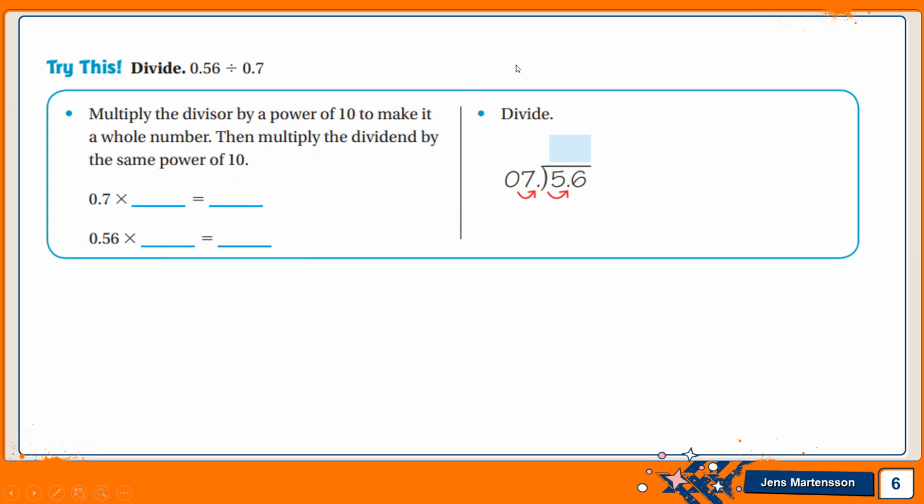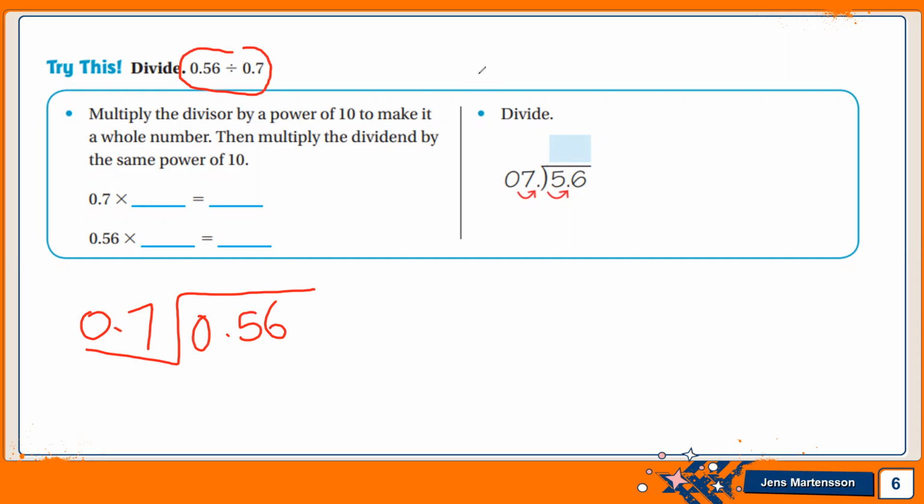Keep your book open, page 323. Let's solve this one here. Here, what do we have? Here we have 0.7. Oh, sorry. This is the question: 0.56 divided by 0.7.